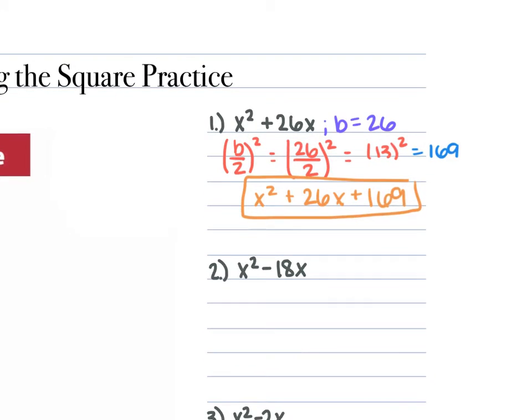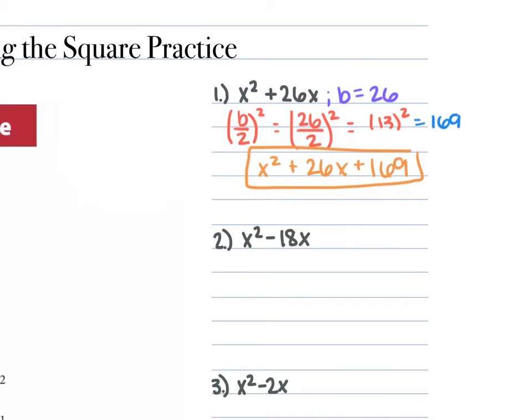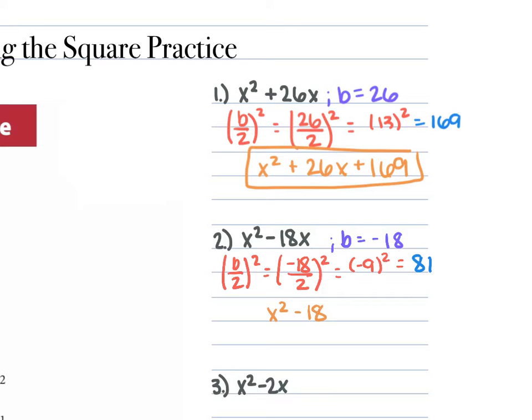For number 2, we have x squared minus 18x, so our b is negative 18. Again, we're going to do b over 2 squared. That's going to give us negative 18 over 2 squared, which is negative 9 squared, and that is 81. So we're going to add that to the binomial to give us x squared minus 18x plus 81.